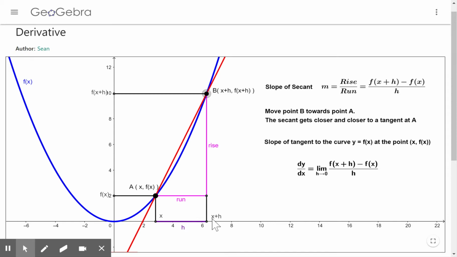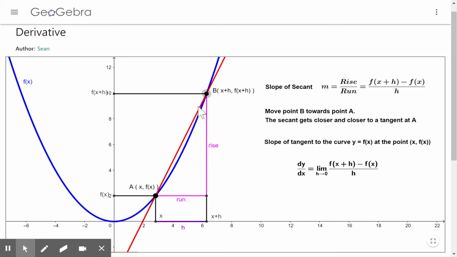Now, if that's a distance x plus h along the x-axis from here to here, well then if we come up here, that means that the x-coordinate is x plus h. And if that's x plus h, the x-coordinate, well, the y-coordinate is the f of that. It's the f of x plus h. And of course, f(x plus h) is now the height across here on the y-axis.